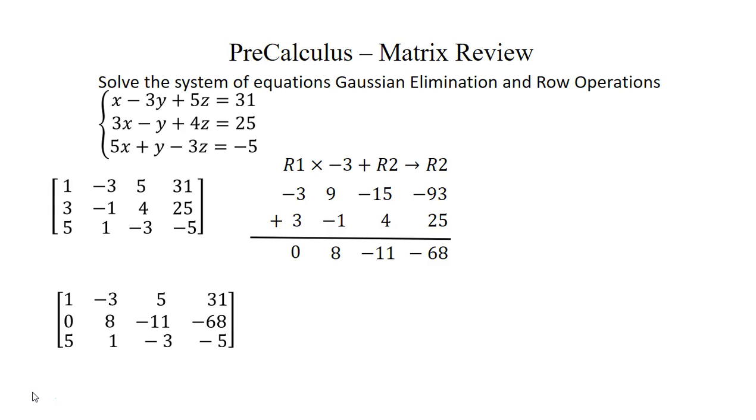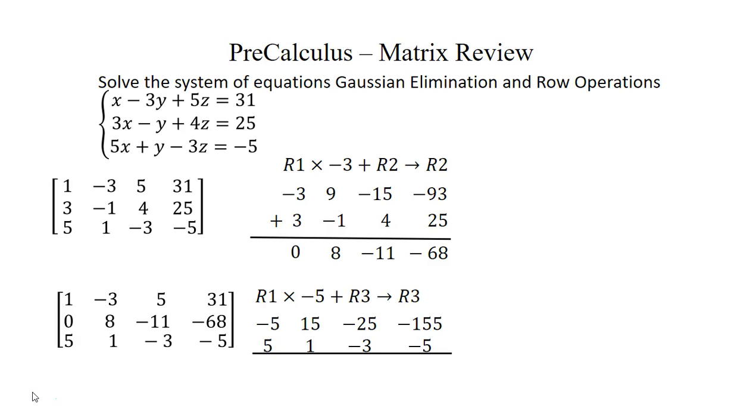So I'm going to rewrite my matrix. Now I want to eliminate the 5 in column 1. So I'm going to multiply the first row by -5 and add it to this third row. And then I'm going to add those two rows together. And I get my new row 3.